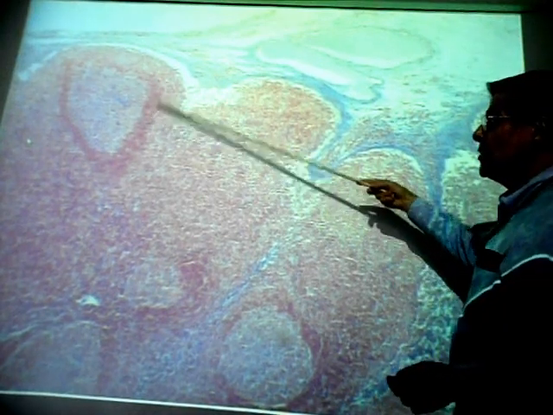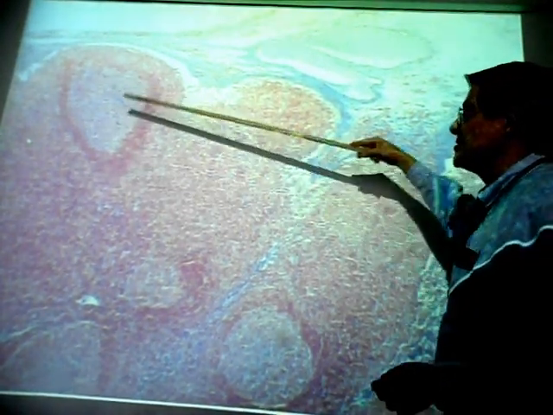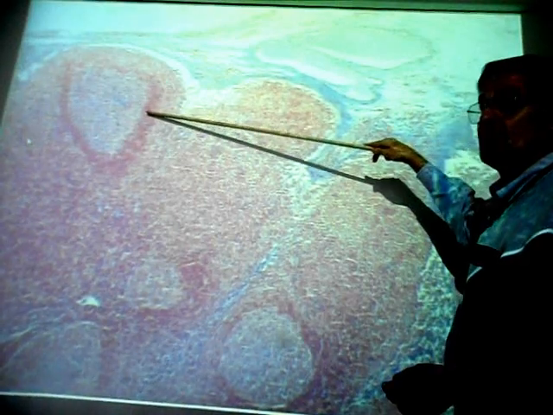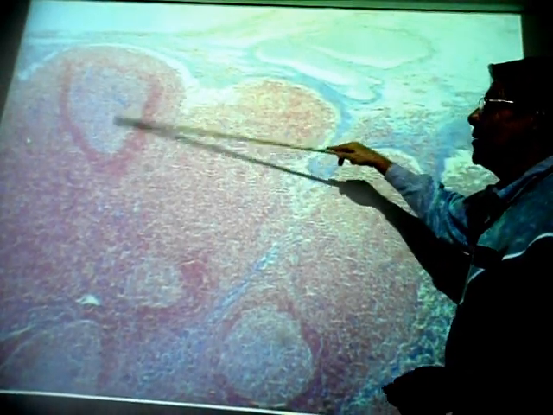The outer darker part, which contains mature lymphocytes, the older lymphocytes, that's the corona, which means crown. And the lighter area here, with these developing lymphocytes, is the germinal center. Okay? And again, you've got a lot of these. And the follicles are all confined to the cortex.